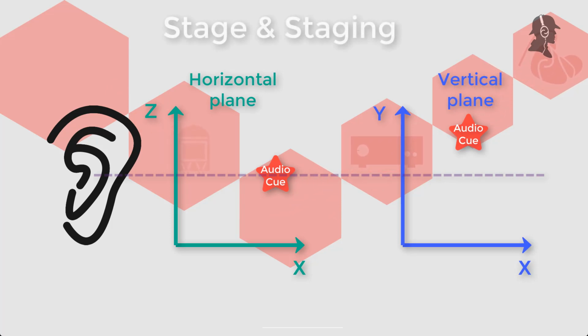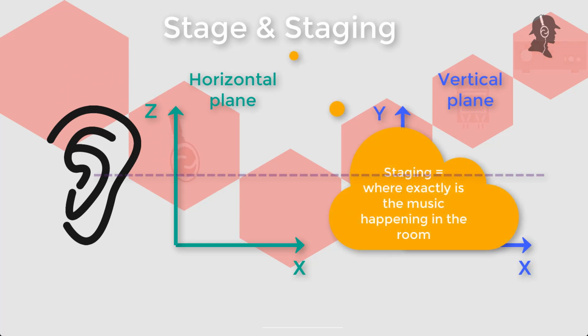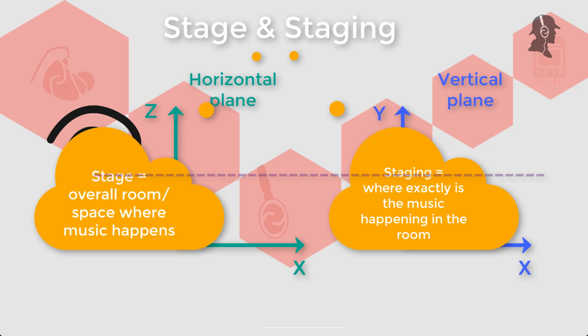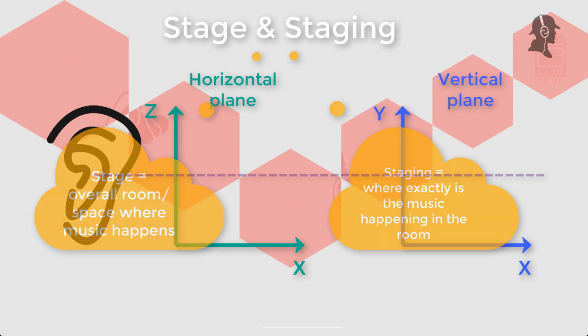But that brings me now to the next topic. What does stage and staging actually mean? This is where the music actually is. Staging and stage are a subsection of imaging, and to make it short, stage is basically the overall thing where music is happening, and staging means where on this thing the music is happening. Sounds complicated, I know, but let's just go back to this example here.